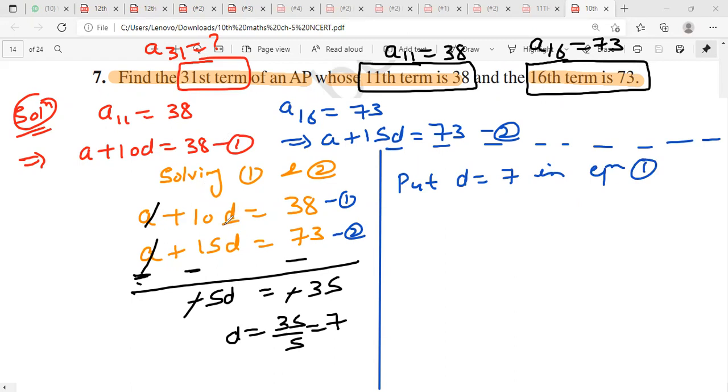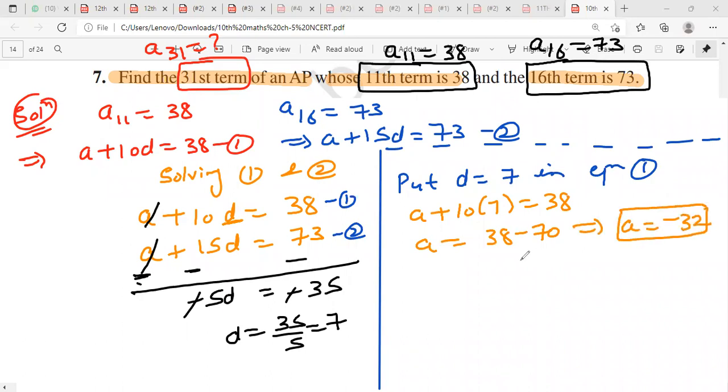तो अगर आप D की जगह 7 पुट करो तो it will be A plus 10 into 7 equal to 38. So A will be equal to 38 minus 70, right? So can I say that A is equal to minus 32? A is equal to minus 32. Now we can find the value of A31.